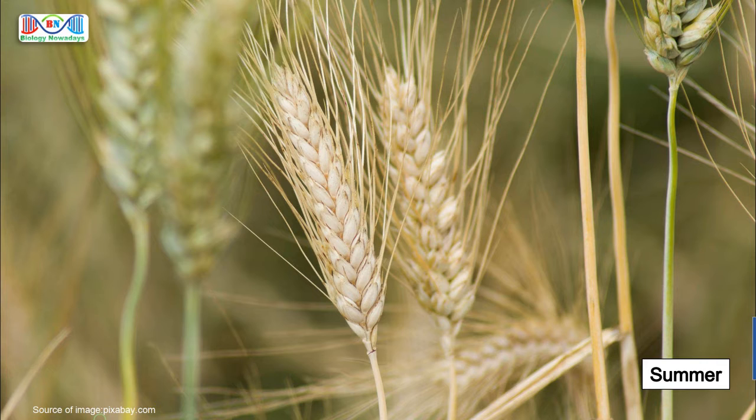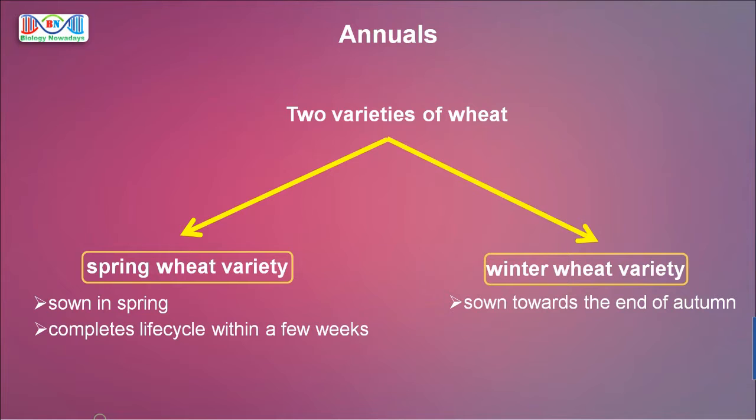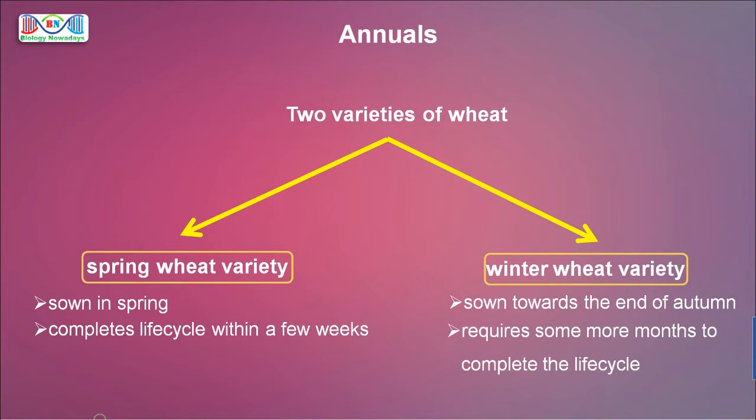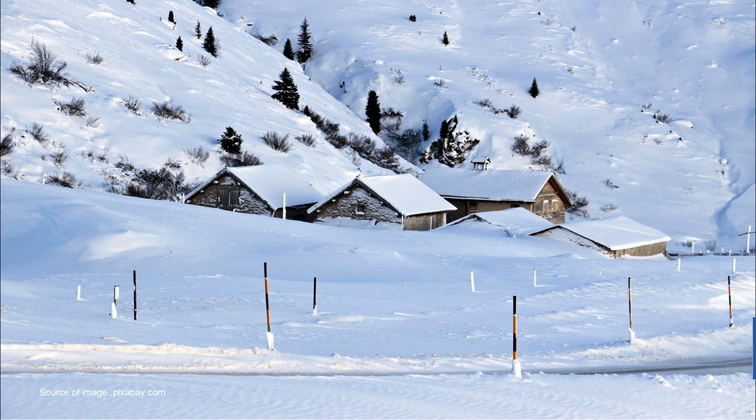This means that the winter wheat varieties will take some more time, that is, a few more months, from sowing to harvest when compared to spring wheat varieties. Even then, the benefit of growing such winter wheat varieties is that they produce higher yield than the spring varieties. But suppose that the winter was very harsh, and what if the seedlings were destroyed? That will be a great loss for the farmers.